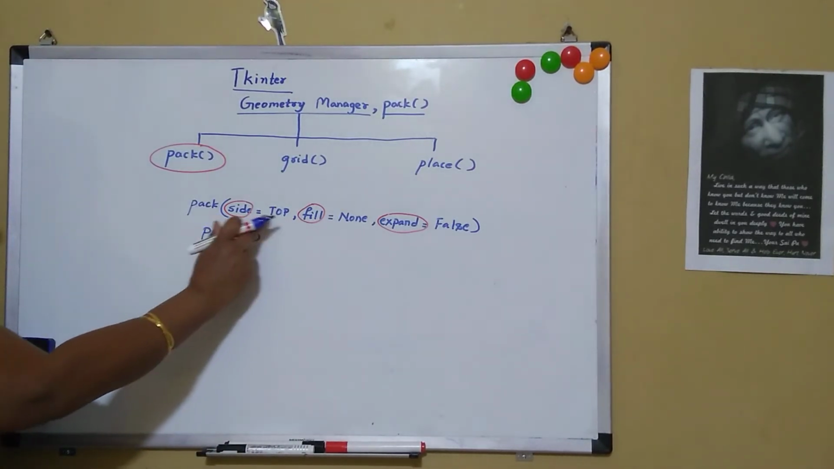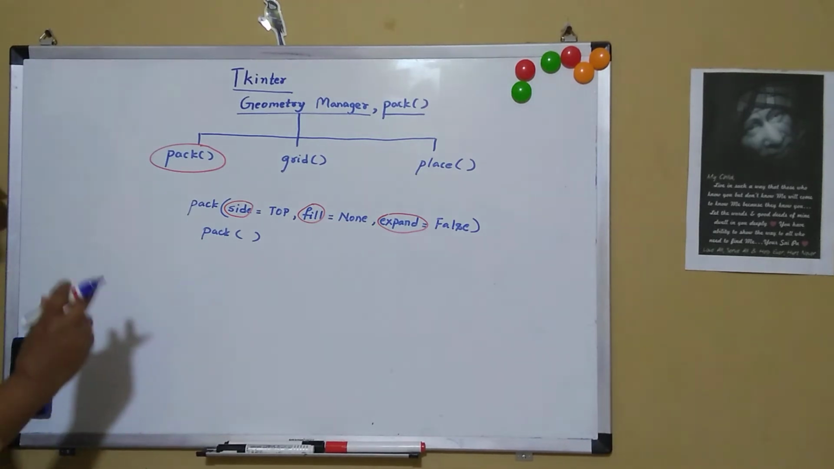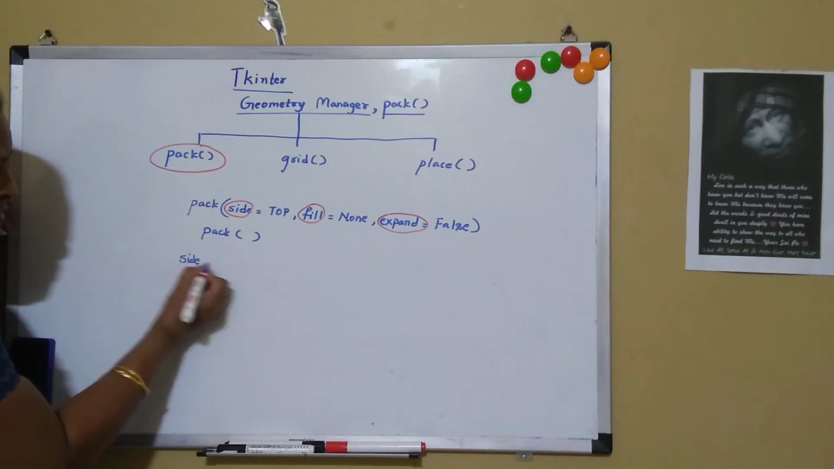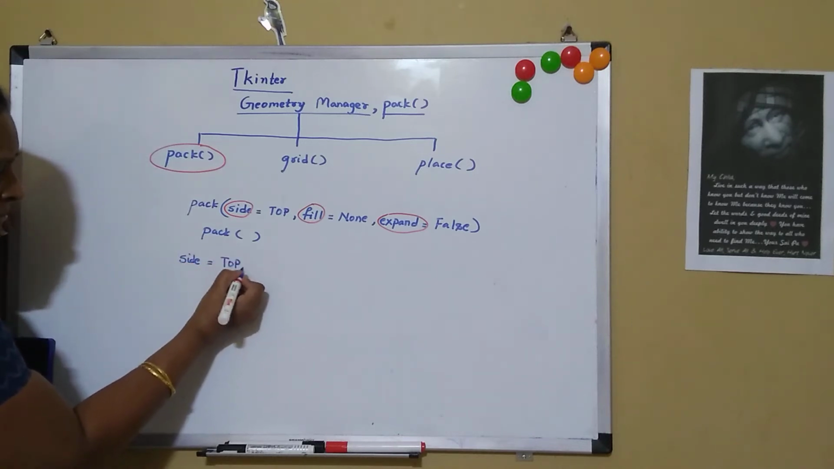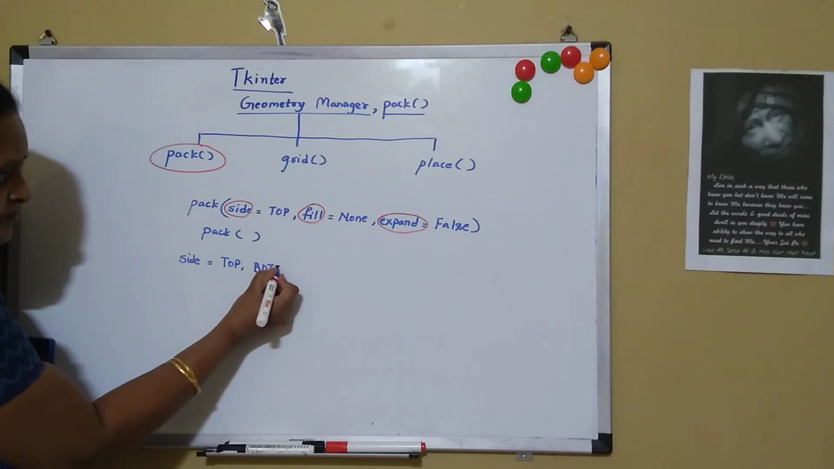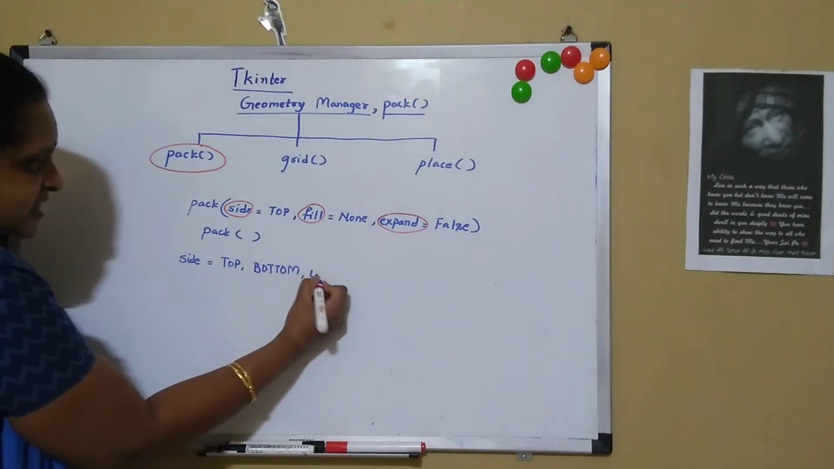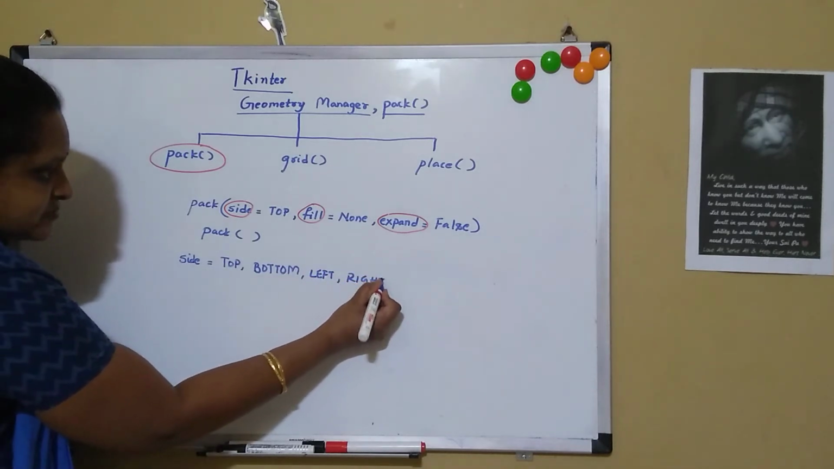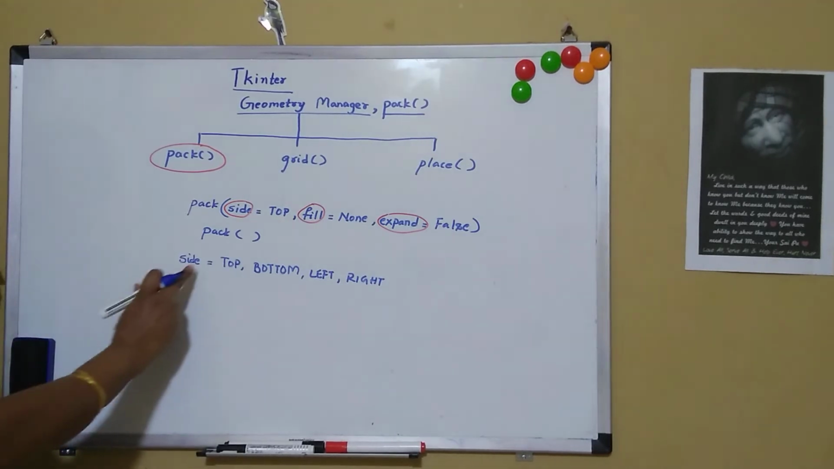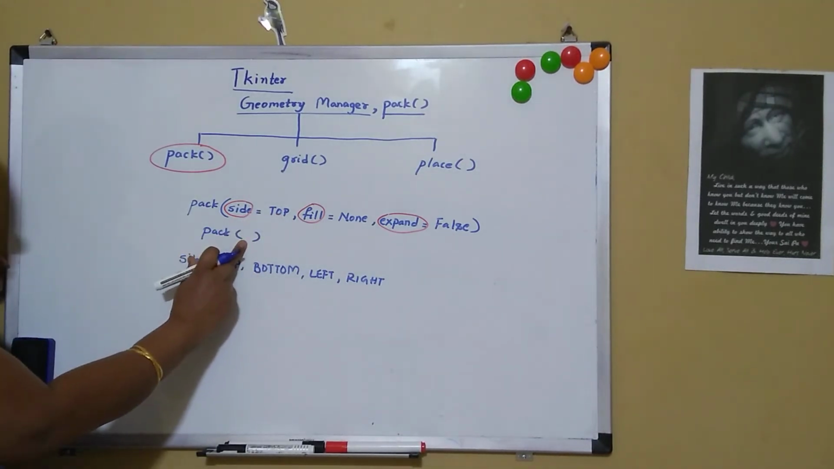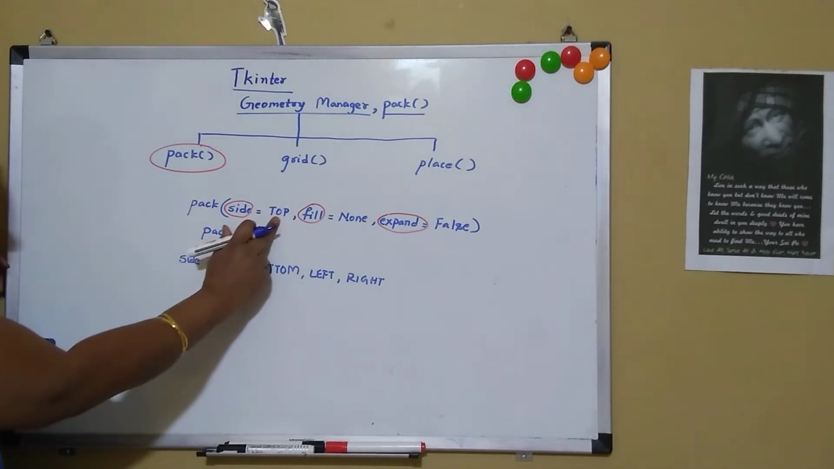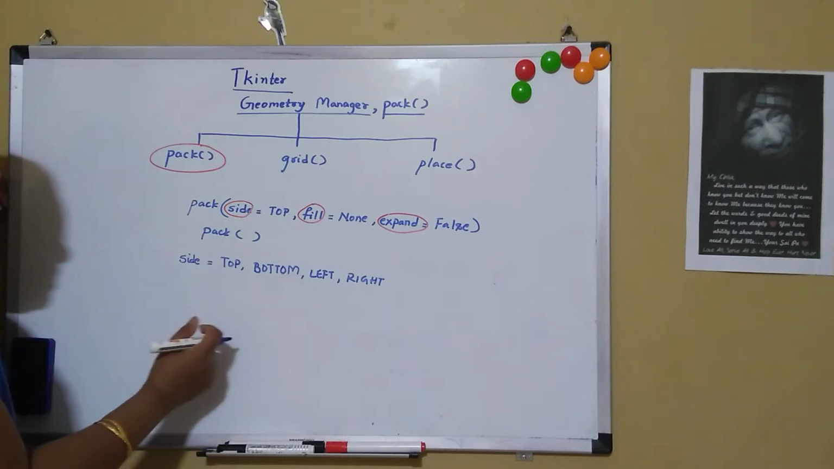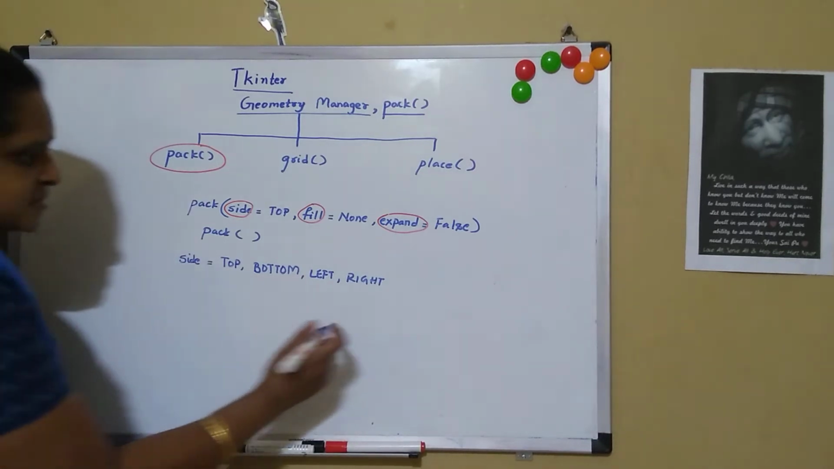Side means in which position we have to place the widget. So there are 4 positions. Side has 4 positions. One is the top, the other one is bottom, third one is left, fourth one is right. So when we say side, if we don't specify anything, it will place the widget on the top because the default value is top. If we specify it as bottom, the widget will come to the bottom of the screen.